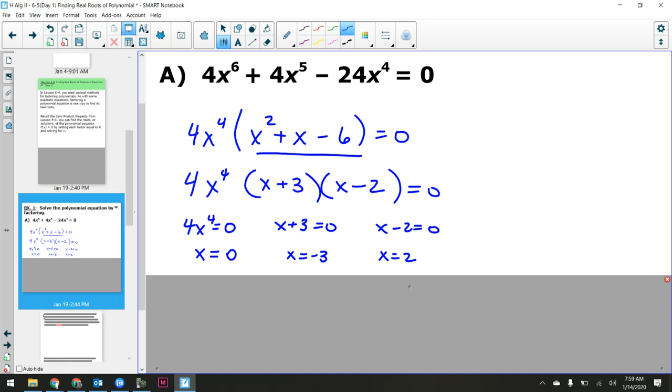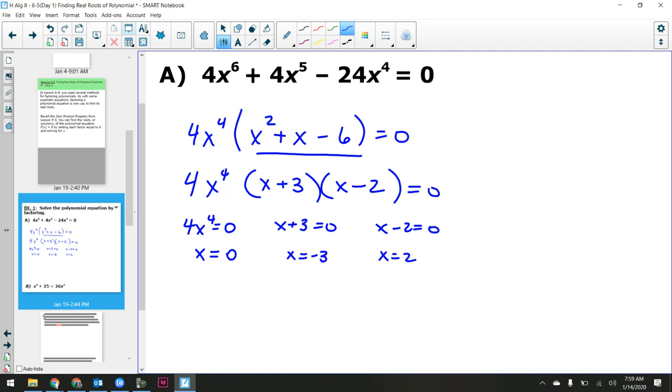Does that make sense? This is very similar to what we did yesterday: factor it down, then solve. It doesn't matter what form it starts in, but let's always put it in standard form at the very beginning. Questions here? We good?